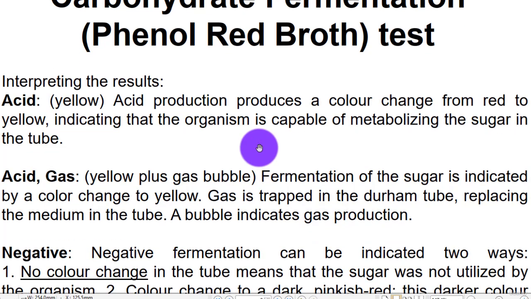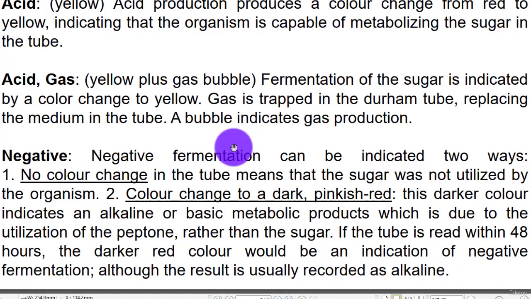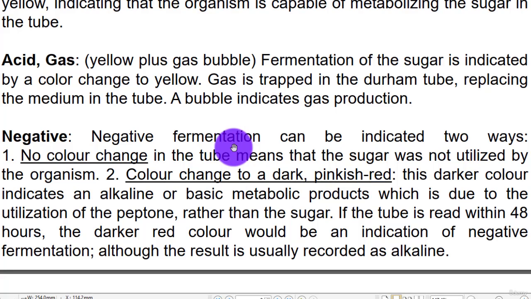Interpreting the result. Yellow, acid production: a color change from red to yellow indicates that the organism is capable of metabolizing the sugar in the tube. Acid and gas: yellow plus a gas bubble. Fermentation of the sugar is indicated by a color change to yellow. Gas is trapped in the Durham tube, replacing the medium in the tube. A bubble indicates gas production.